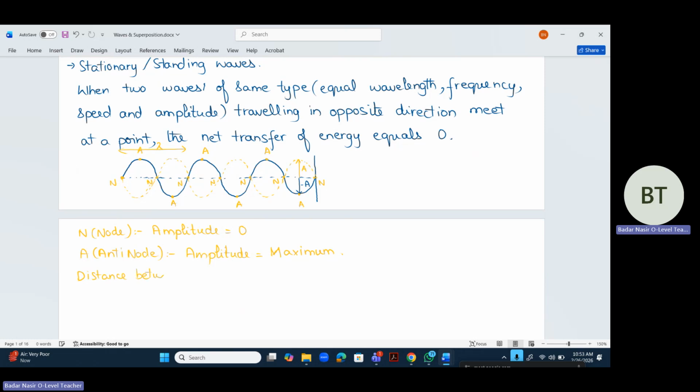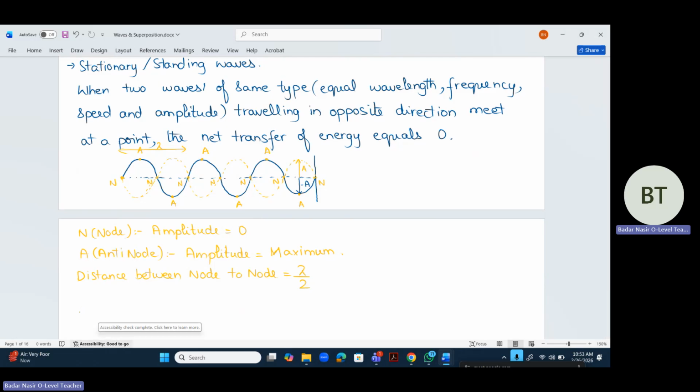So the distance between node to node is equal to half of the wavelength, right? Because this is one node and this is another node, and the distance between the two covers half a cycle, which means it's equal to lambda over 2.